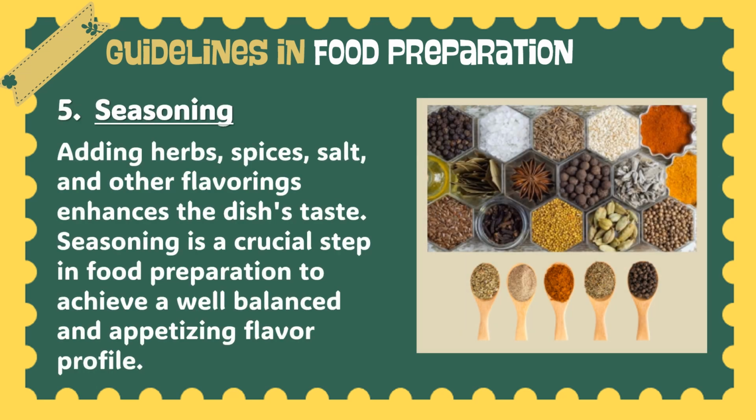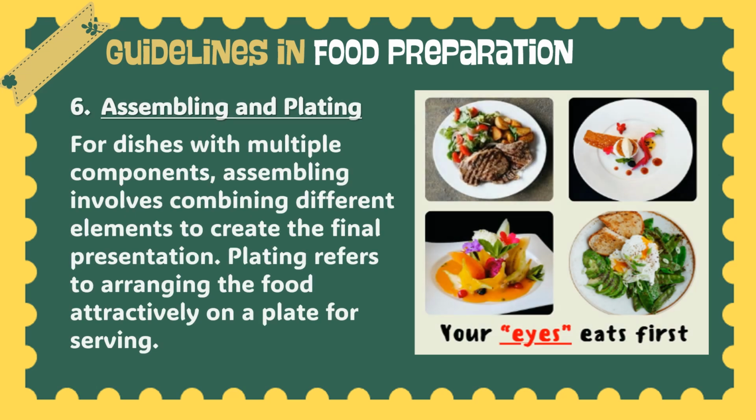Seasoning is adding herbs, spices, salt, and other flavorings enhances the dish's taste. Seasoning is a crucial step in food preparation to achieve a well-balanced and appetizing flavor profile. Assembling and plating. For dishes with multiple components, assembling involves combining different elements to create the final presentation. Plating refers to arranging the food attractively on a plate for serving.